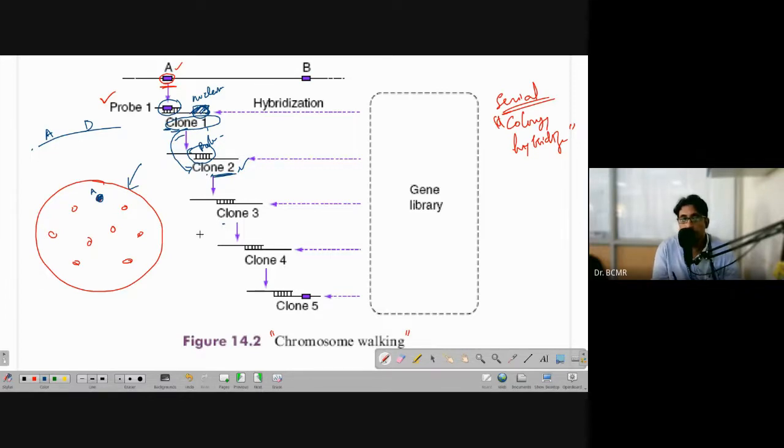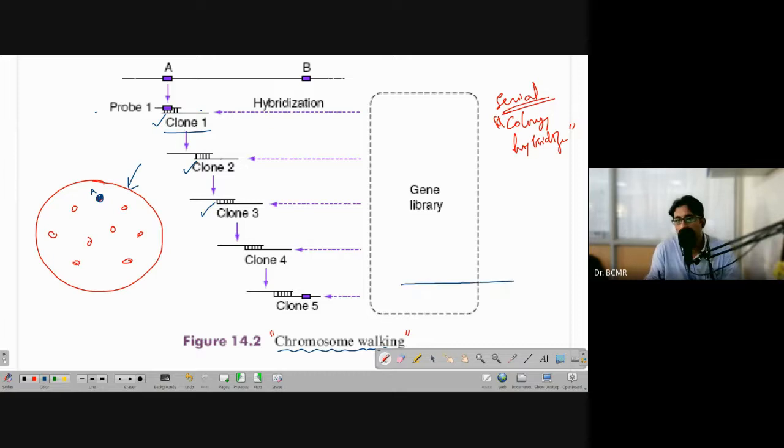So that means slowly we can build the order of genes. When we are making an order, of course, whichever we start with, we'll call it clone 1. That has similarities with clone 2, which may have similarity with clone 3, and so on. Then we are putting the gene library into an order. This technique is called chromosome walking.